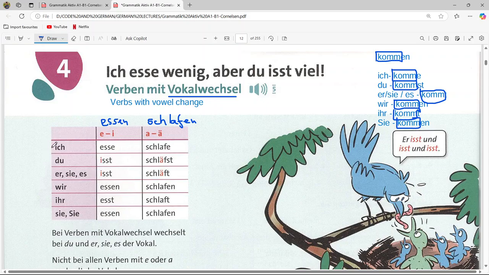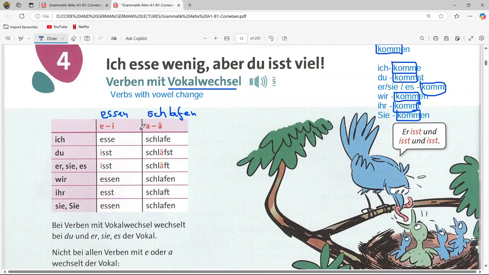For essen, for ich, it becomes esse, no problem, but for du it is isst. For er, sie, es, it is also isst. For wir it is essen, for ihr it is esst, and for plural sie or formal Sie it is essen. Schlafe, schläfst, schläft, again schlafen, schlaft, schlafen. Okay, so these are different kinds of verbs from the previous chapter.